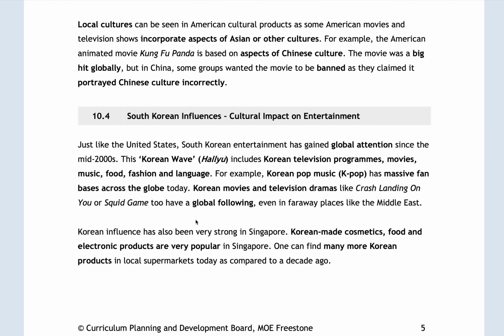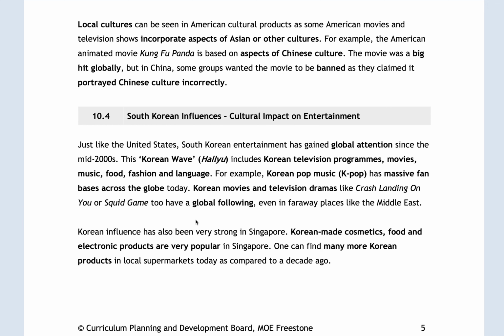More recently, however, there's also been the influence of South Korean entertainment. Just like the US in the past, South Korean entertainment today has also gained this global attention. This is what we call the Hallyu, or the Korean wave, where a lot of Korean television, movies, music, food, and fashion all spread like wildfire around the world. For instance, K-pop. A lot of people are very into K-pop now, especially certain groups that have massive fan bases all across the globe, not just in the Asian region.